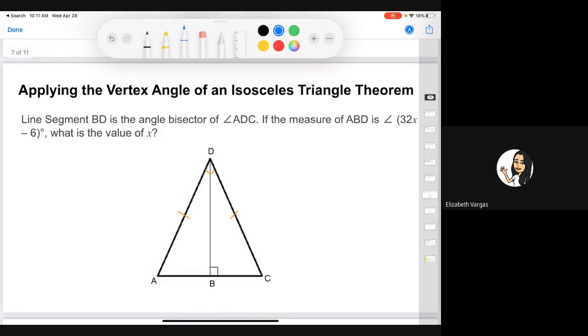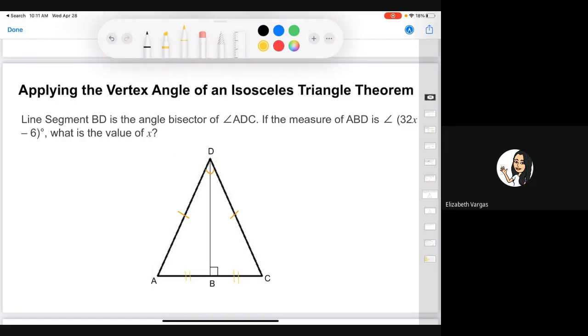Now let's apply the vertex angle of an isosceles triangle here. Remember that we saw that the vertex angle, when it is bisected, it not only bisects the vertex angle, but it bisects my side length on the bottom, right? So it creates two congruent halves. And so because I know that D is being bisected, my vertex angle is being bisected, I know that these two halves are going to be congruent.